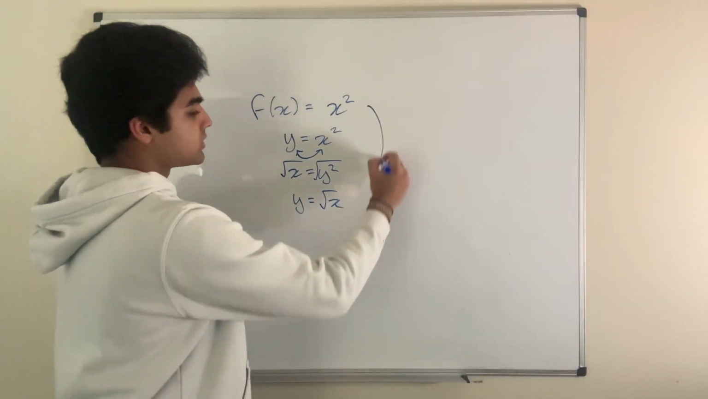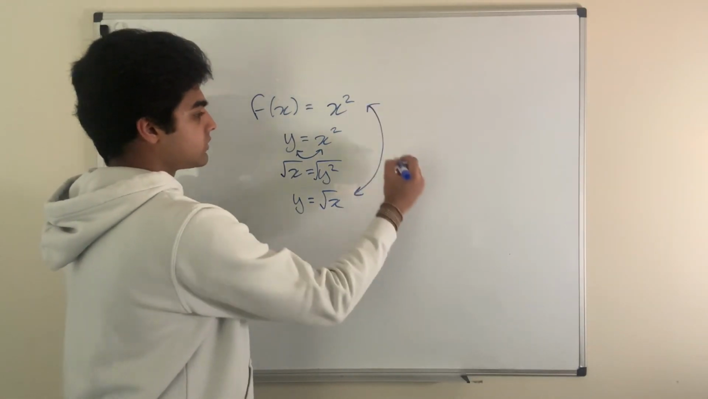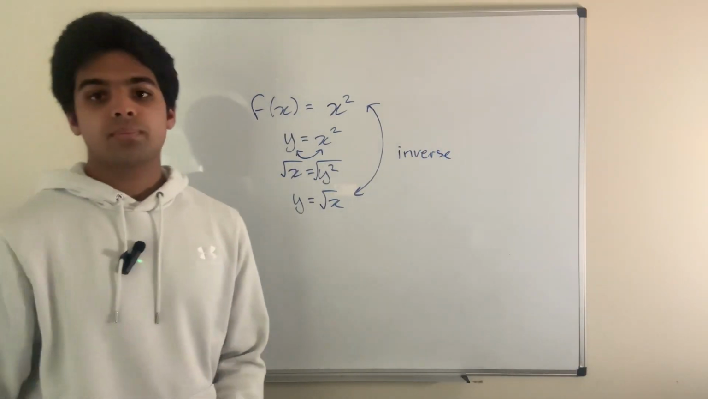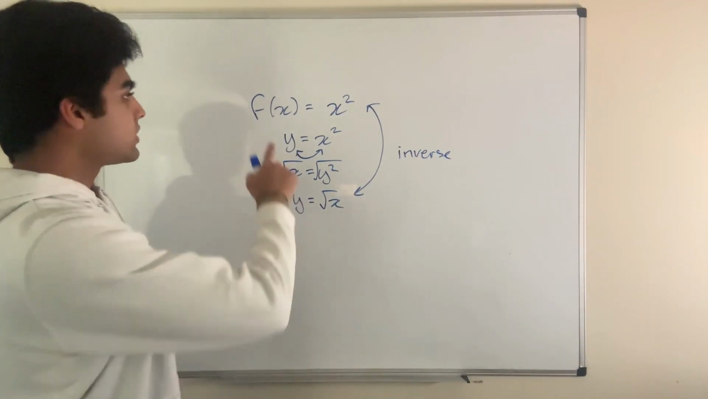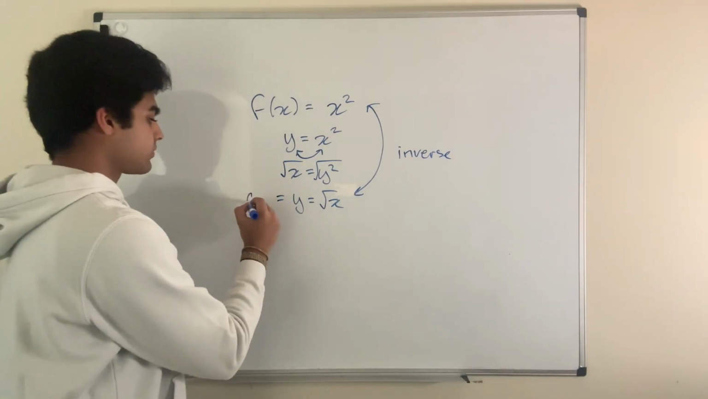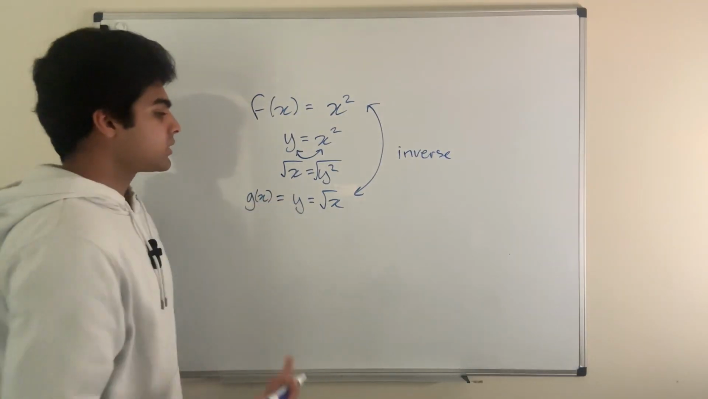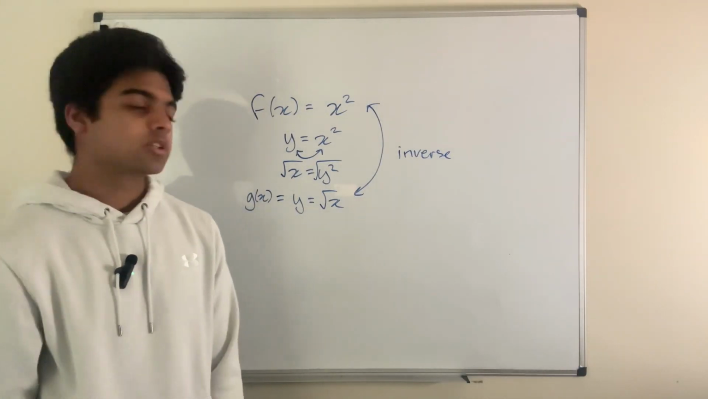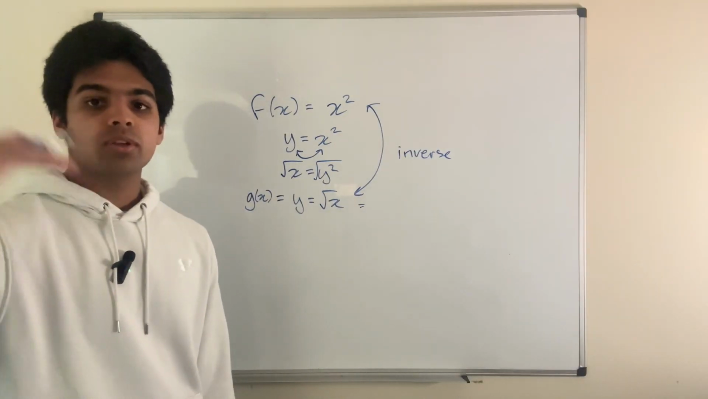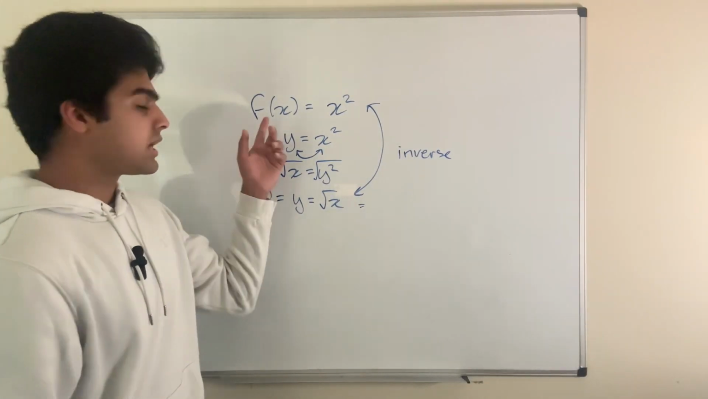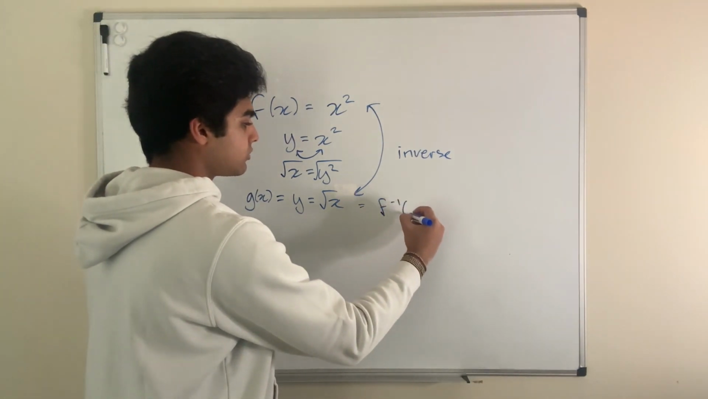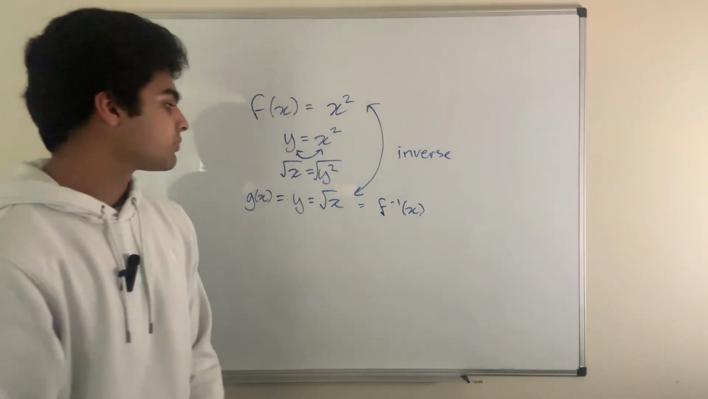So these two functions are inverses of each other. So we can call this function f of x, and we can call this a separate function g of x. And the way that we denote inverse functions is by putting a little -1 on the top of the f of x sign. So if we had the inverse of f of x, to denote that, we would have f and then -1 of x, something like that.